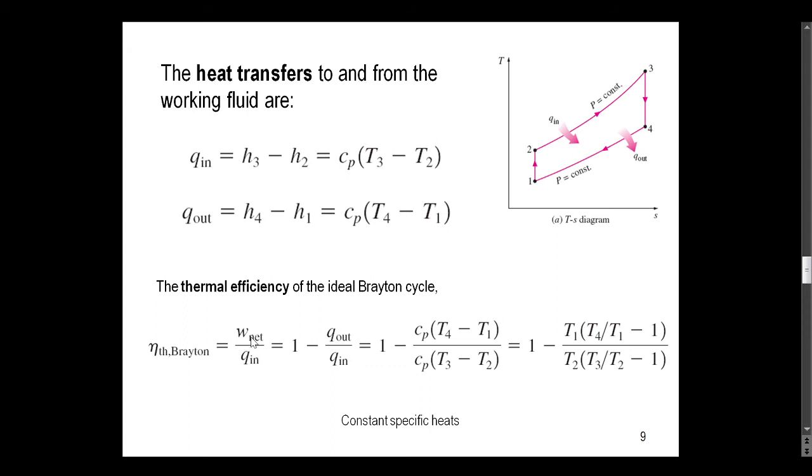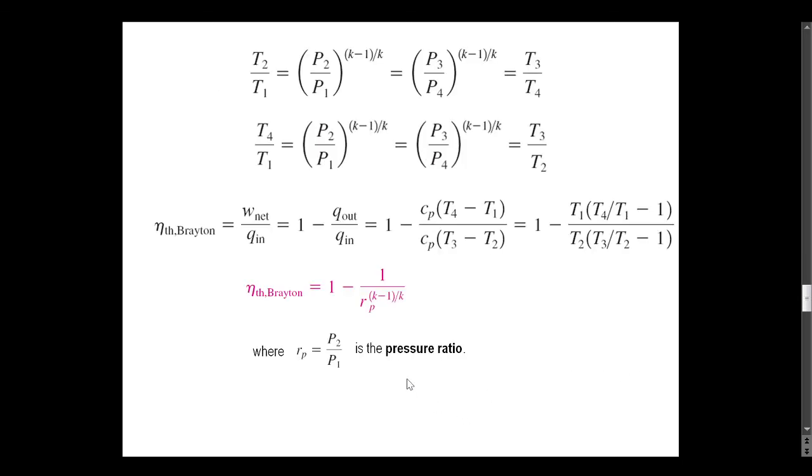So we can write that W net is equal to Q in minus Q out, and dividing by Q in, we get 1 minus Q out divided by Q in. From this equation, Q out is Cp (T4 minus T1) and Q in is Cp (T3 minus T2). So it is equal to 1 minus, T1 is taken common here, so T1 times (T4 upon T1 minus 1), and from the denominator also T2 is taken common.